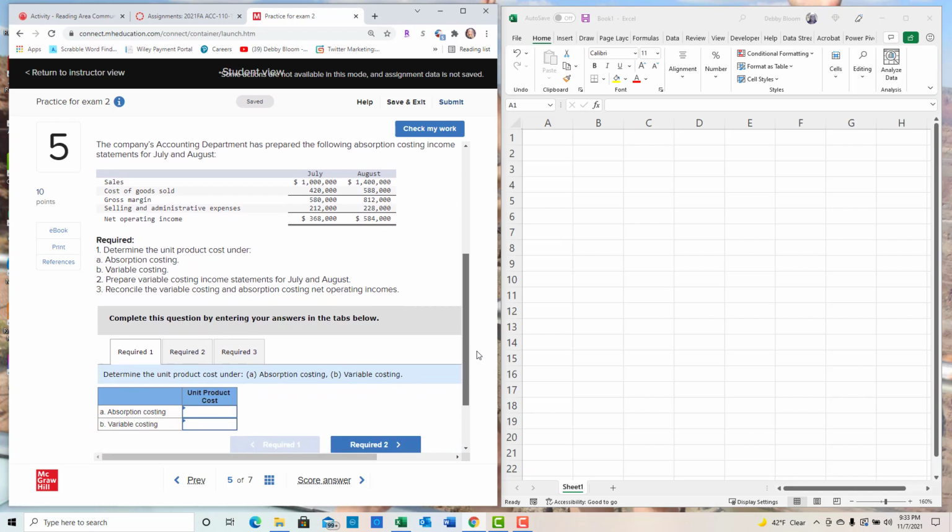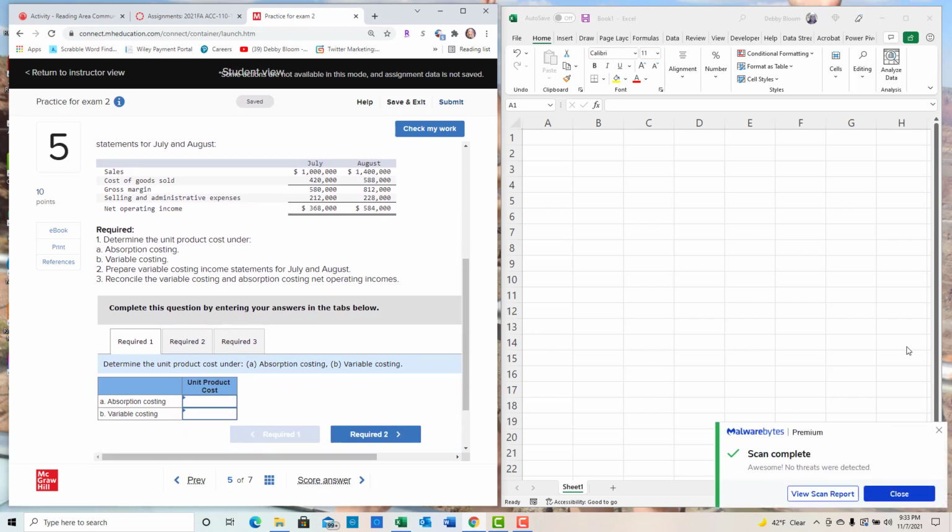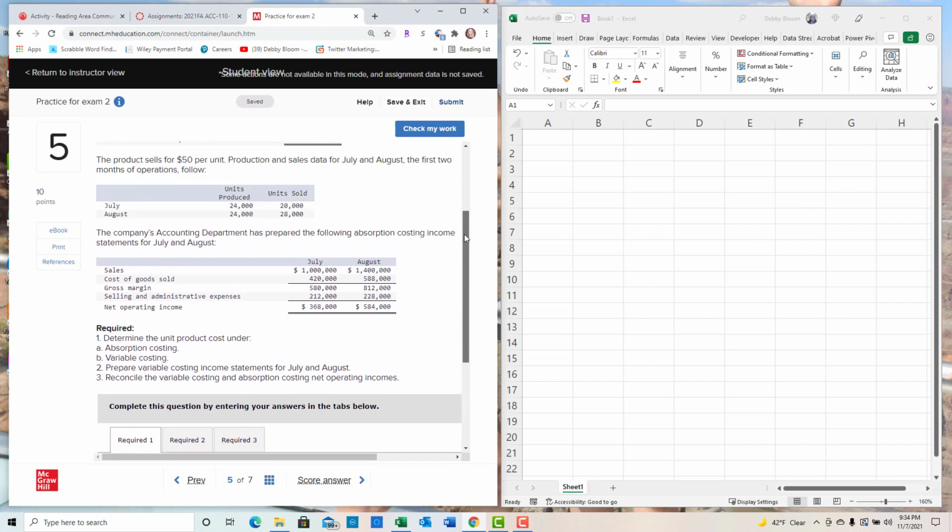So requirement number 1, to determine the unit product cost under both absorption costing and variable costing. Number 2, we're supposed to prepare variable costing income statements for July and August. And then in part 3, we're supposed to reconcile the variable costing and absorption costing net operating incomes.